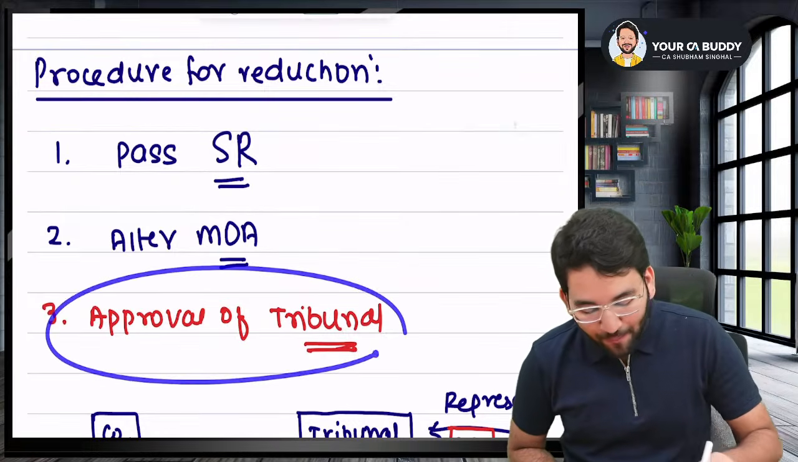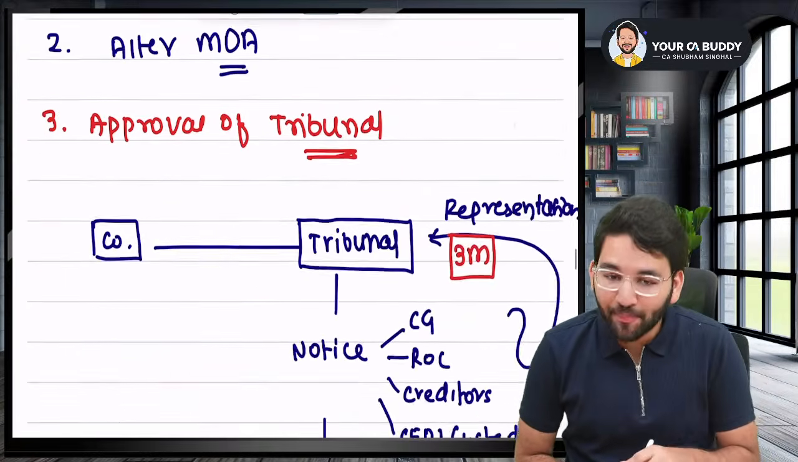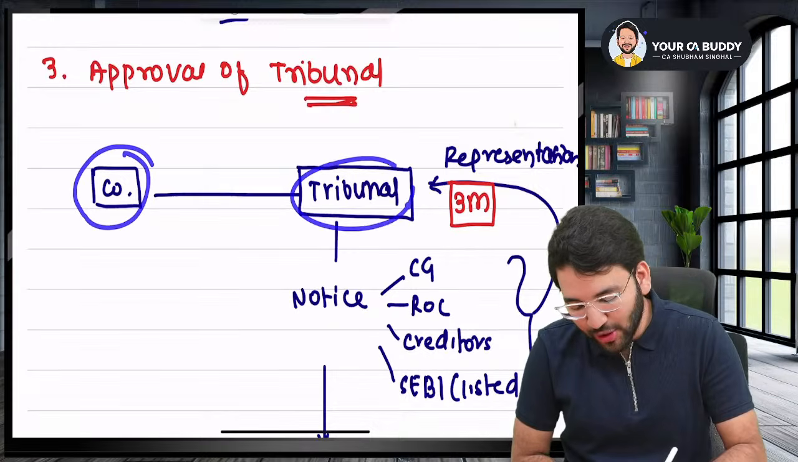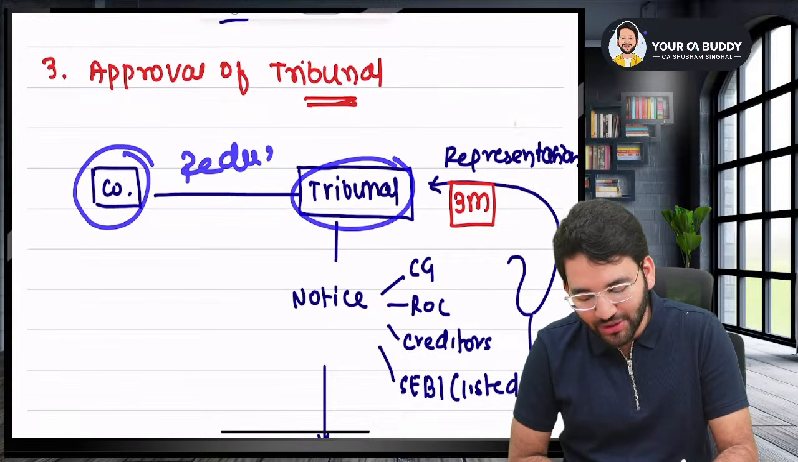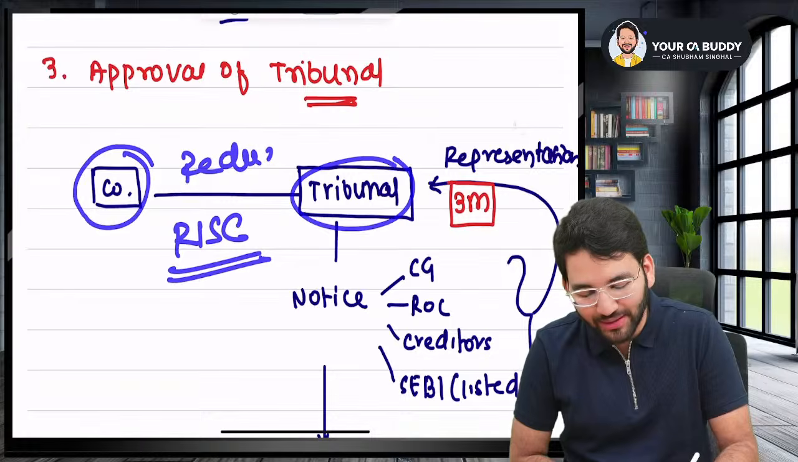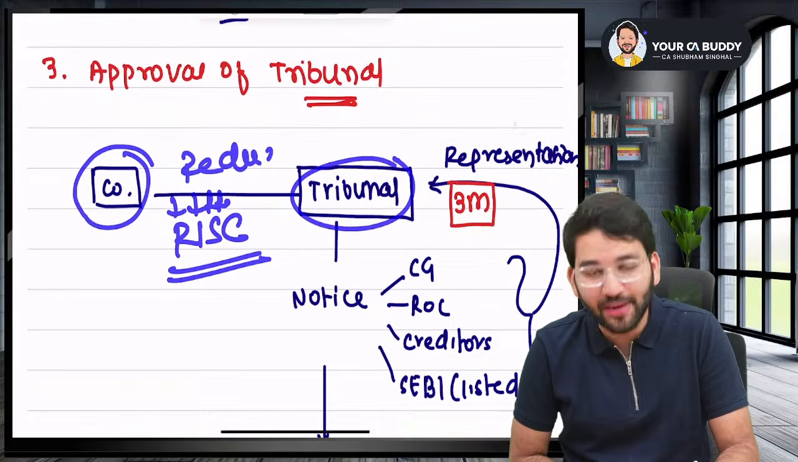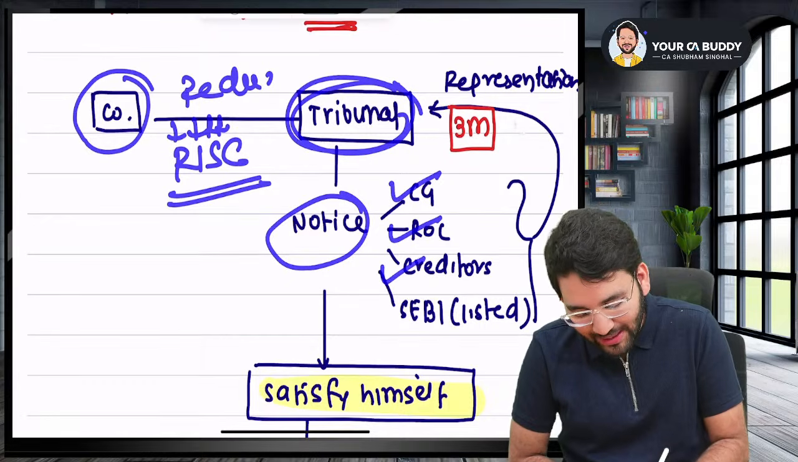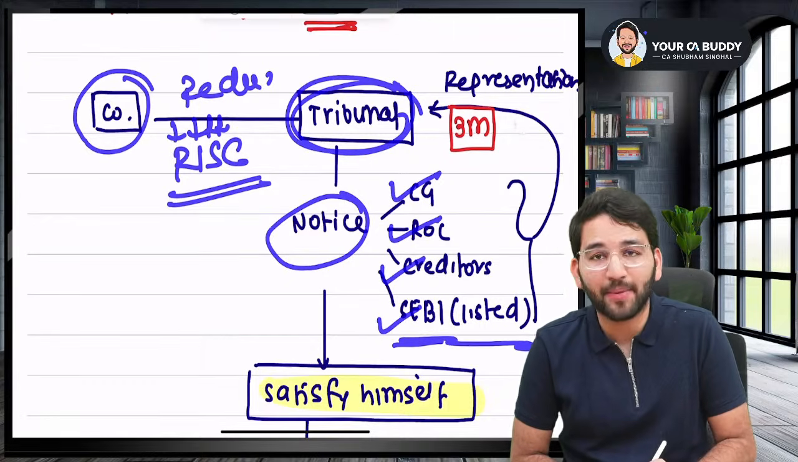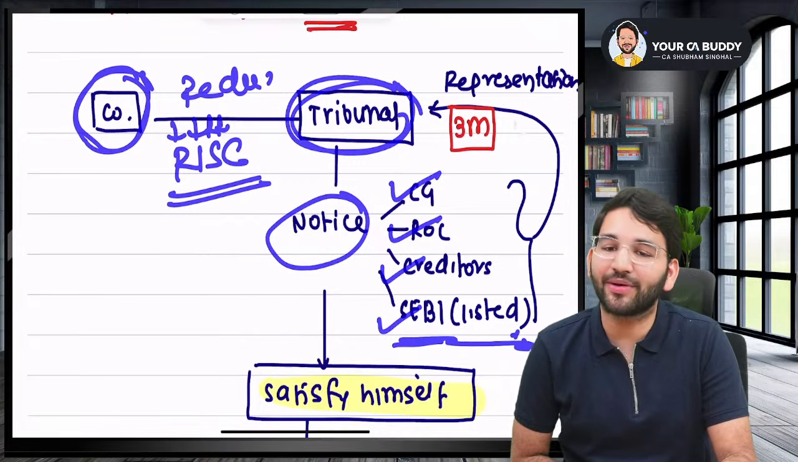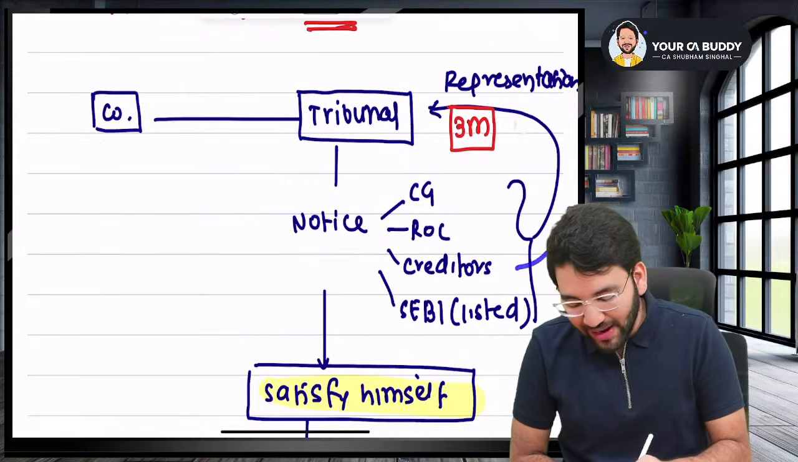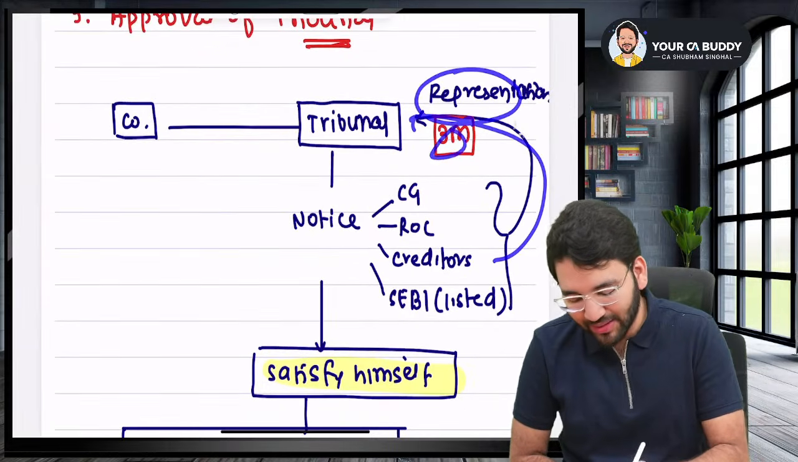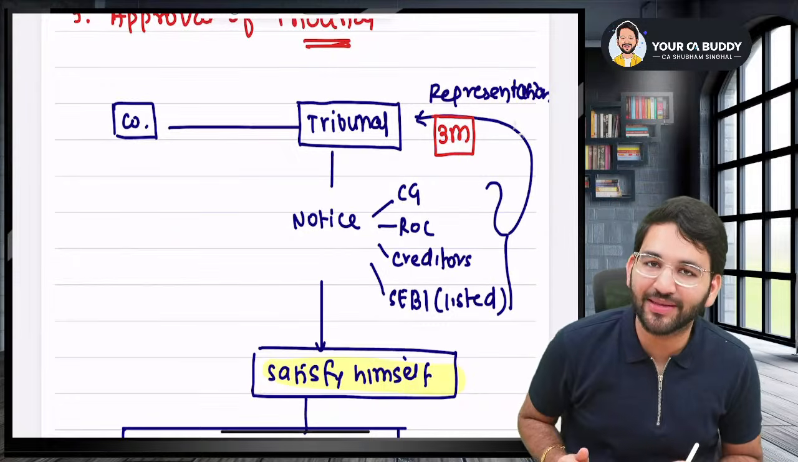Number three, approval of tribunal is a must. Look at the process. The company will go to the tribunal and say, allow us to reduce the share capital. Allow us to take the risk. What is the risk? Reduction in share capital. The tribunal will send a notice to the central government, ROC, creditors, and SEBI, if it is a listed company, saying that this company wants to reduce share capital. These people will have to give their representation within 3 months.